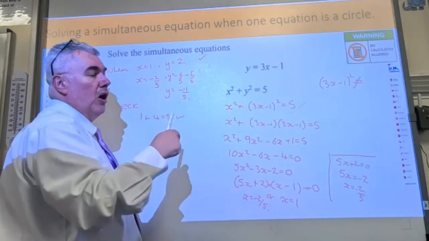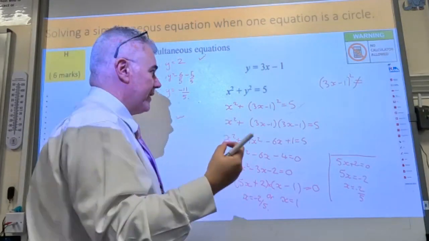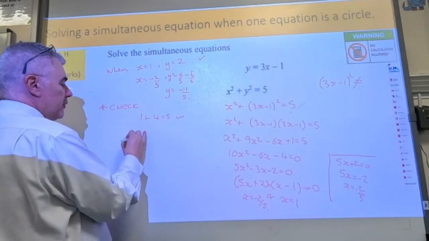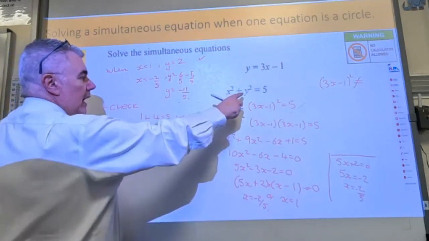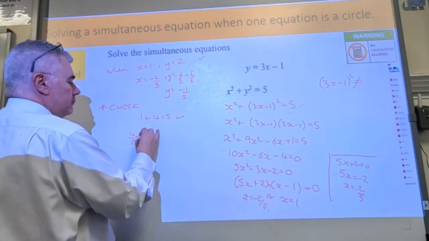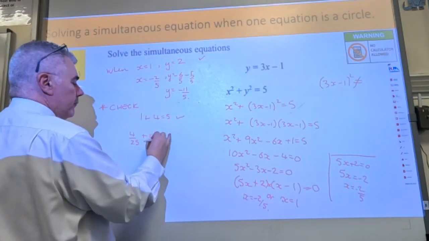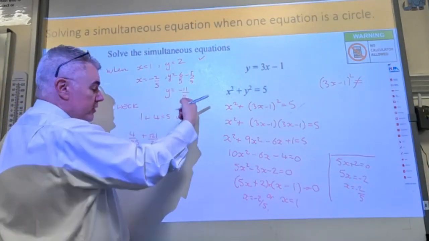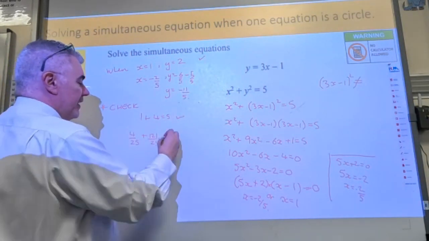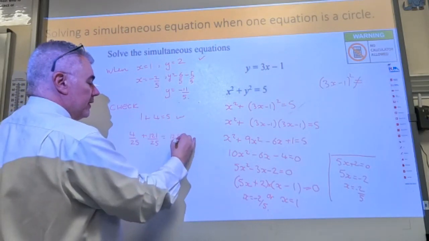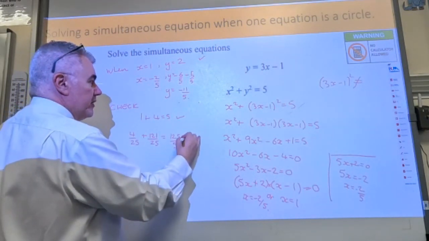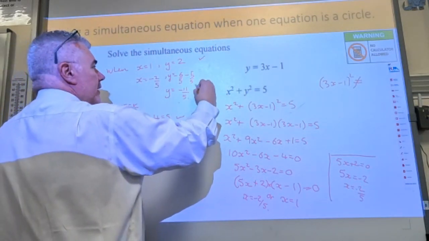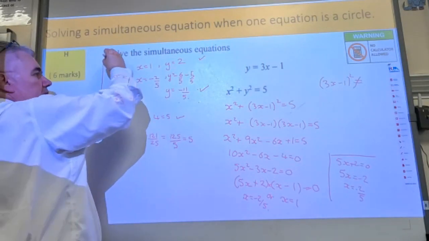Let's try it with this one. Harder to manipulate, but it's well worth that little check. X squared, minus 2/5 squared, is 4 over 25. Add y squared, add 121 over 25, because I square the numerator, square the denominator. Add these together, gives me 125 over 25, which is indeed 5. So I know that this pair is also correct.